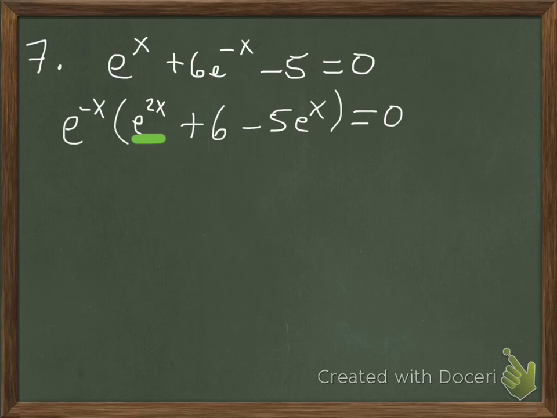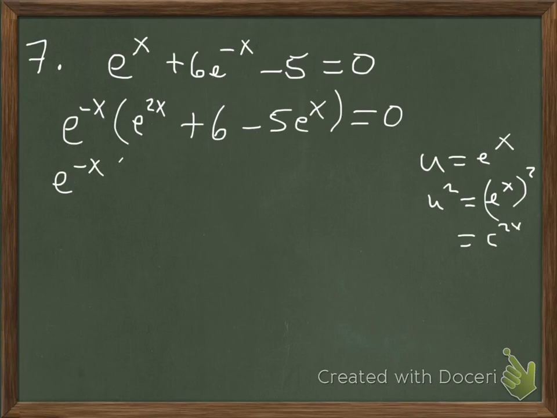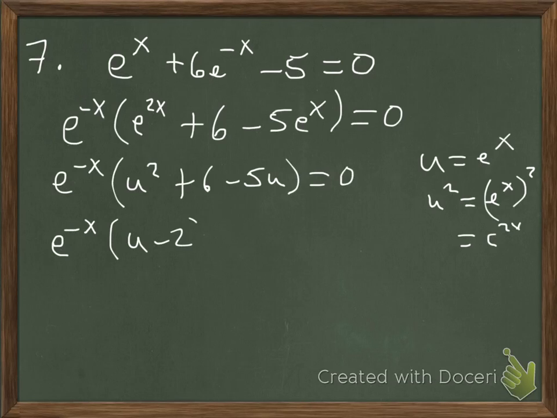Okay, which also makes this thing a little tricky as it's in quadratic form. So I noticed that if you double e to the x, and by double I mean square it, then you'll get e to the 2x. So if we let u equal e to the x, when we square, u squared is equal to e to the x quantity squared. So you've got a power to a power, so you multiply your exponents and you get e to the 2x. So rewriting that, that's e to the minus x, u squared plus 6 minus 5u equals 0. And we can go ahead and factor: e to the negative x, u minus 2, u minus 3 equals 0.